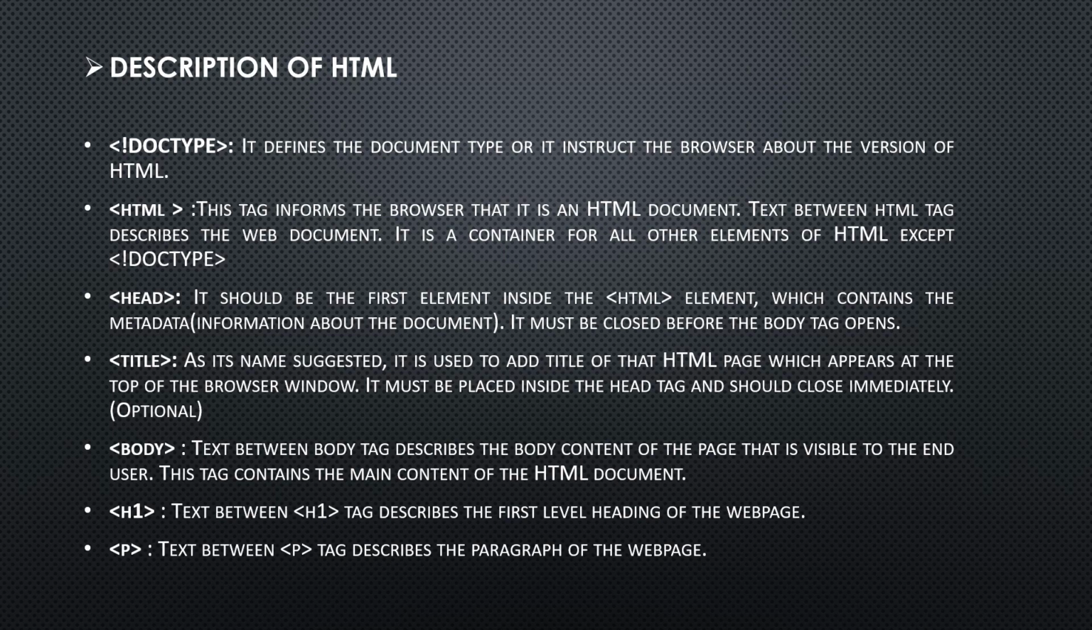Description of HTML. Talking about the description of HTML, firstly, let's talk about document type. Document type defines the document type or instructs the browser about the version of HTML. The HTML tag informs the browser that it is an HTML document. Text between the HTML tag describes the web document. It is a container for all elements of HTML except document type.